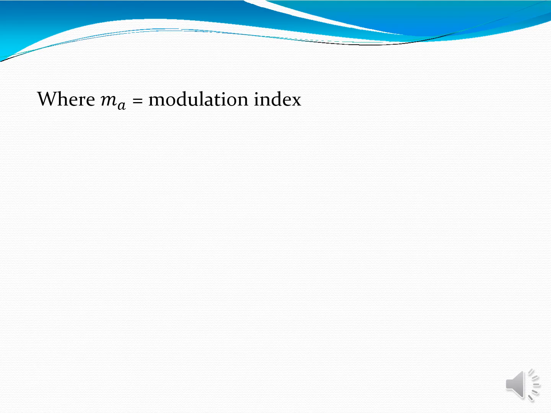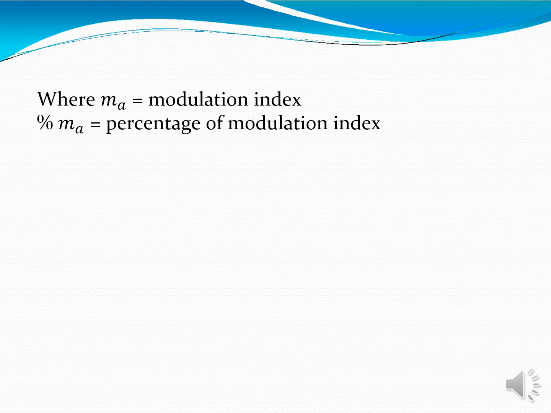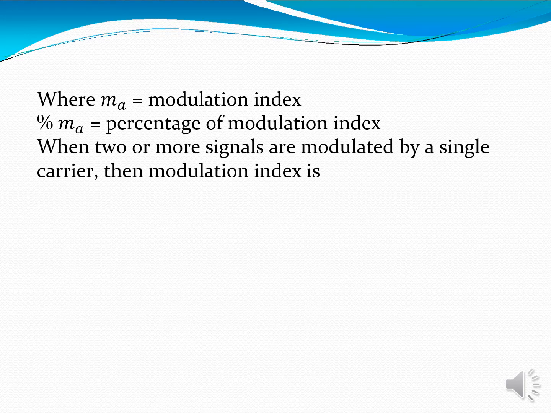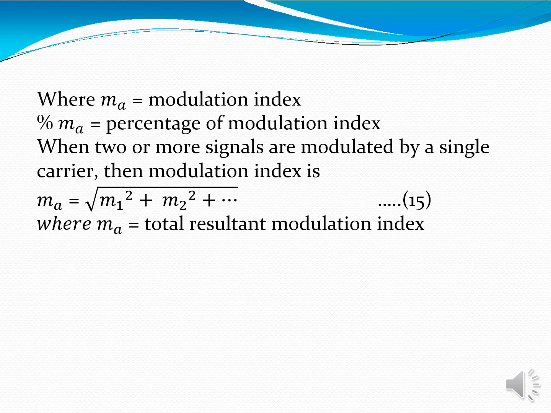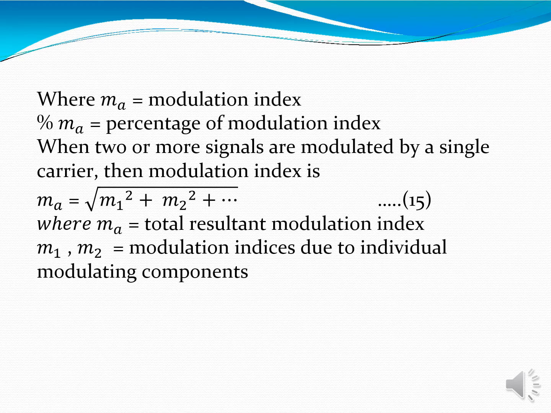where MA is the modulation index. Percentage of MA will be equal to percentage of modulation index. So if you are having two or more signals, we have to modulate these signals by a single carrier. The modulation index will be equal to root of m1 square plus m2 square. So MA is the total resultant modulation index. M1 and M2 are the modulation indices due to individual modulating components.